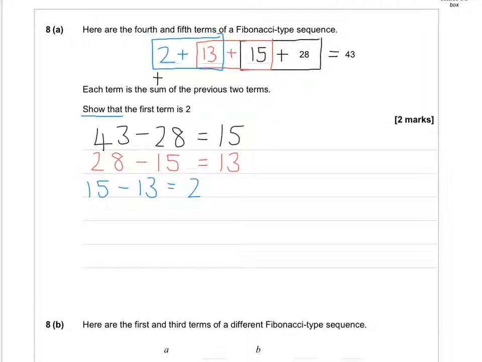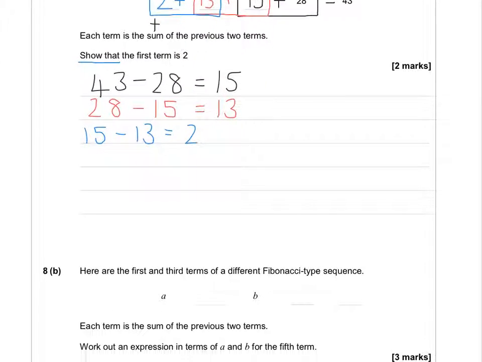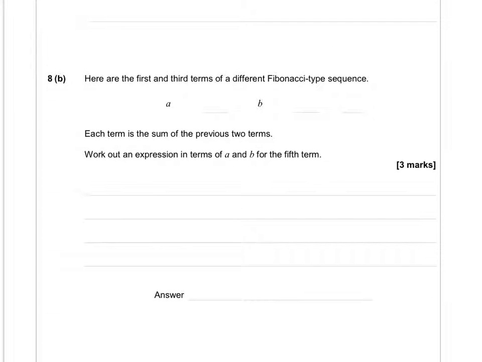Now for the second part, down here, we've got, here are the first and third terms of a different Fibonacci type sequence. So we've got an algebra question, very similar to the one above basically, then haven't we? Work out an expression in terms of A and B for the fifth term. So I only need this last one, but obviously I'm going to have to work out the others to get there. Now what I know is that these two, just here, when I add them together, it's got to equal B.